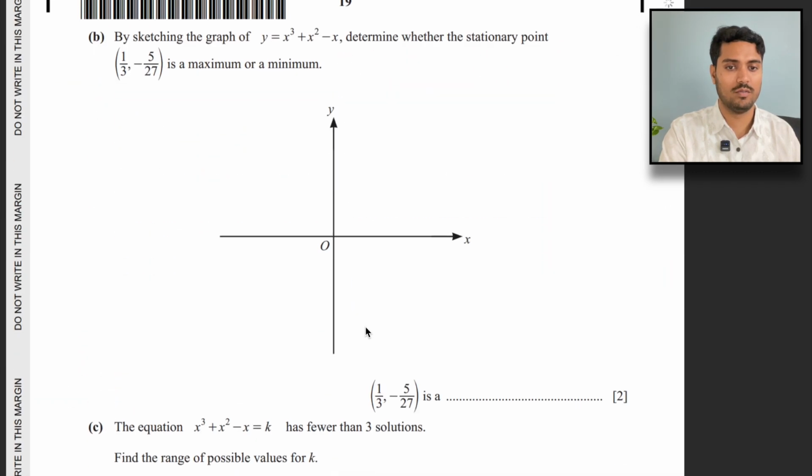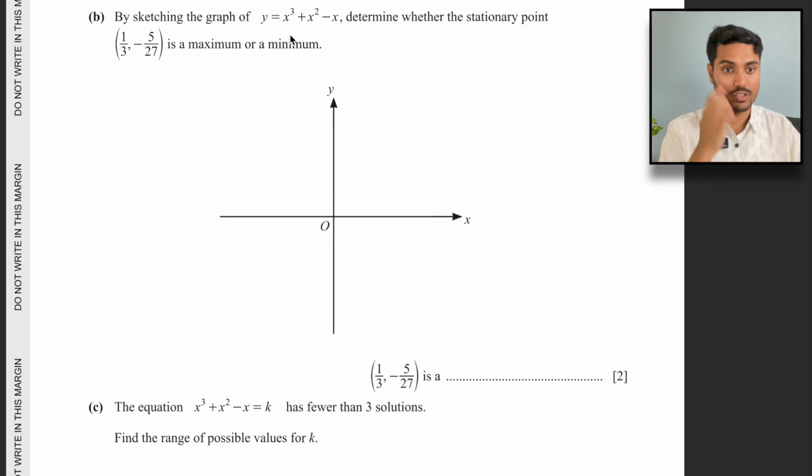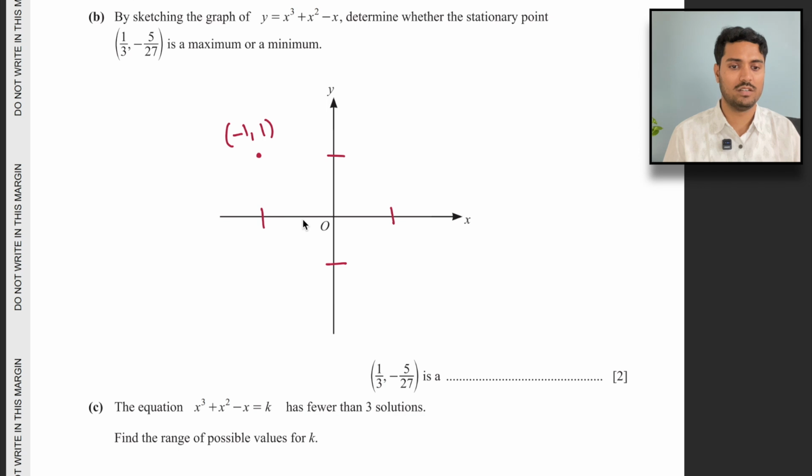Let's check part B. It says, by sketching the graph of x cube plus x square minus x, determine whether the stationary point is a maximum or minimum. So first of all, we have two stationary points. One is negative 1 and 1. So negative 1 and 1 will be here. Negative 1 comma 1. Another one is, let's say if this is 1, this is negative 1, this is 1, this is negative 1, and this is 1.